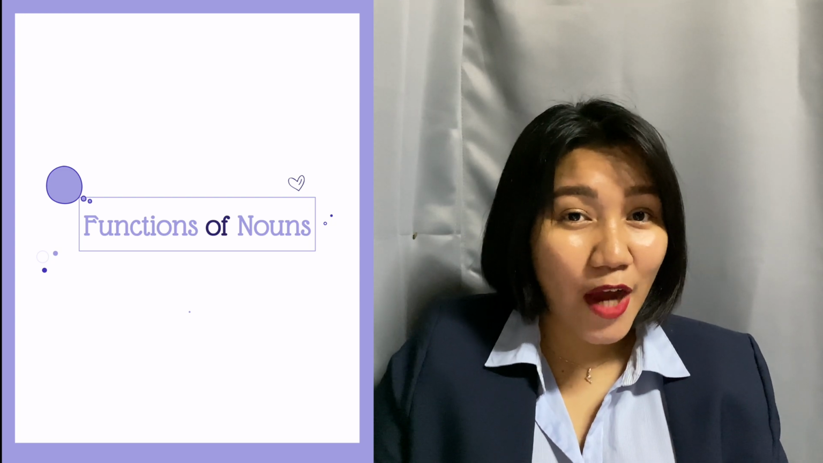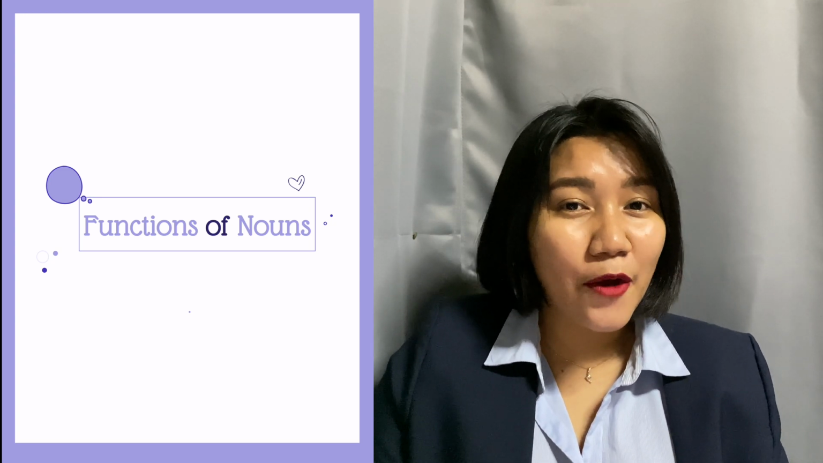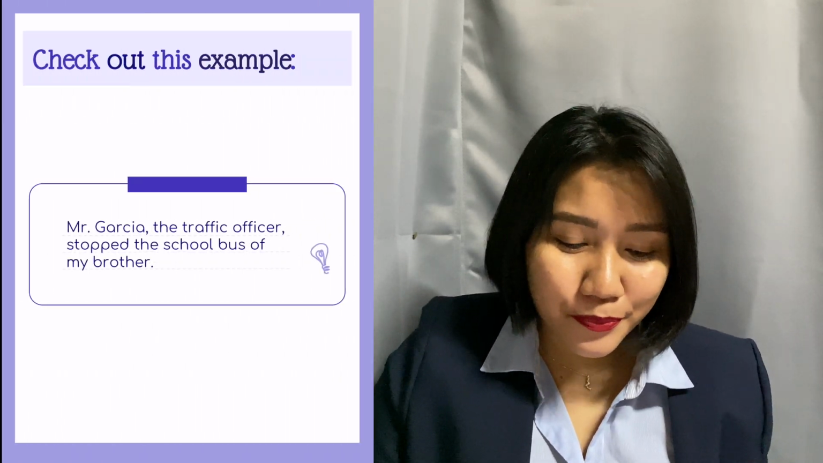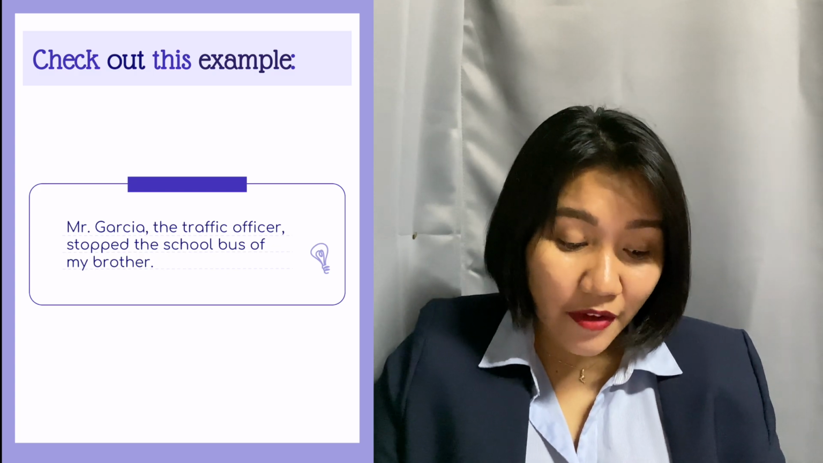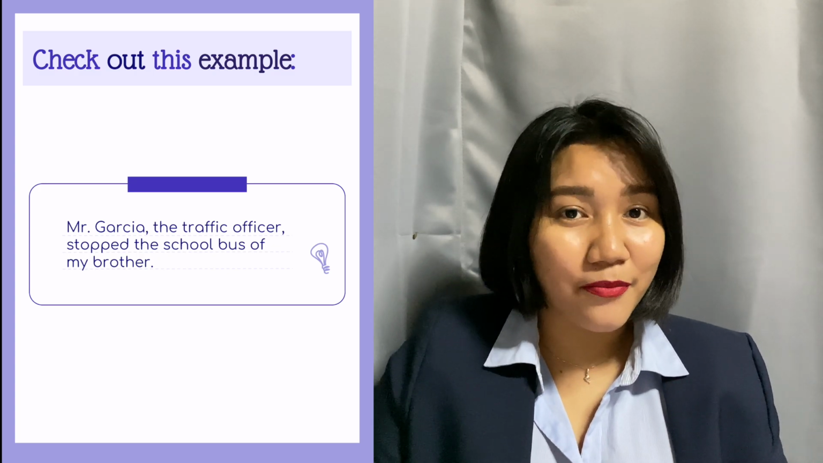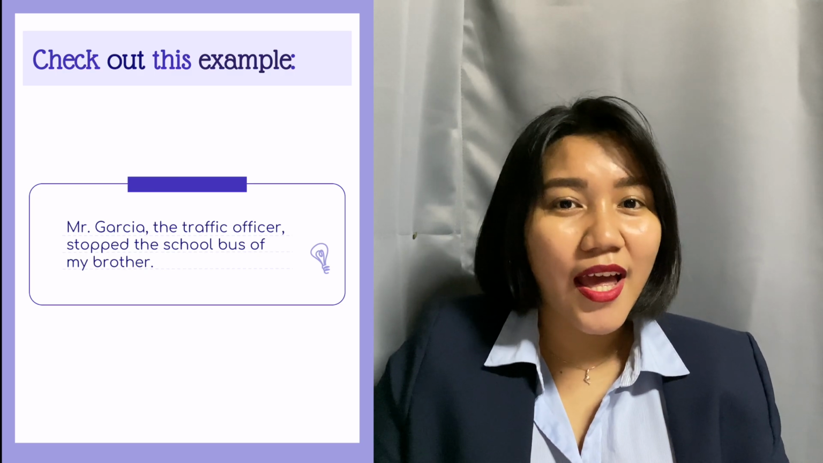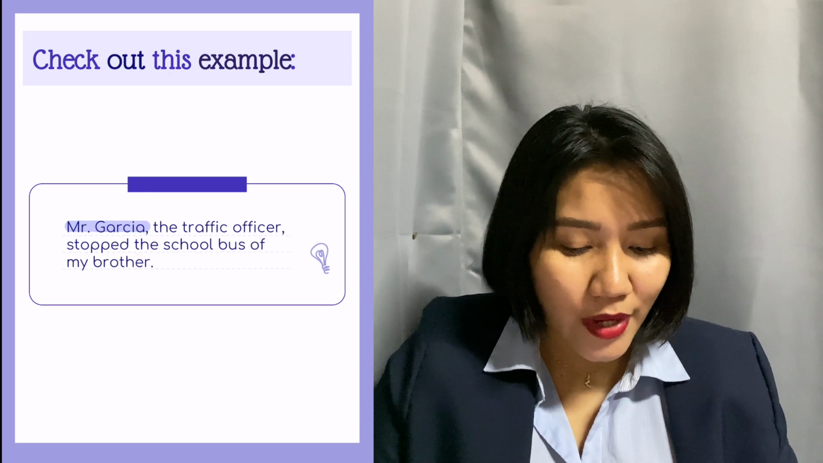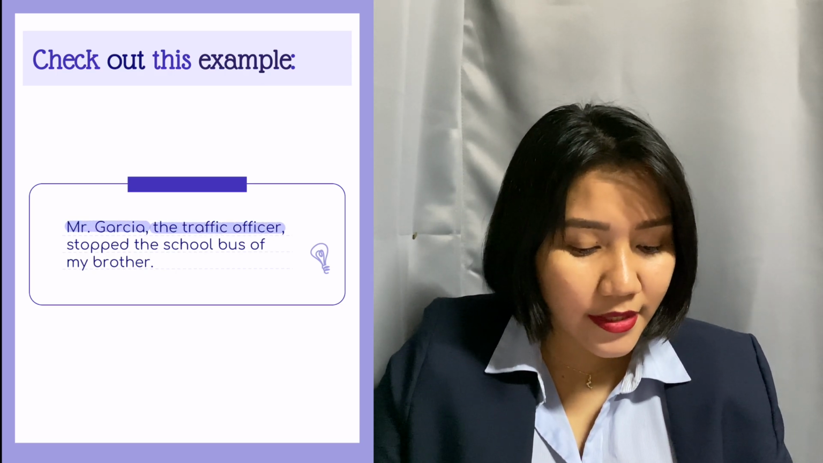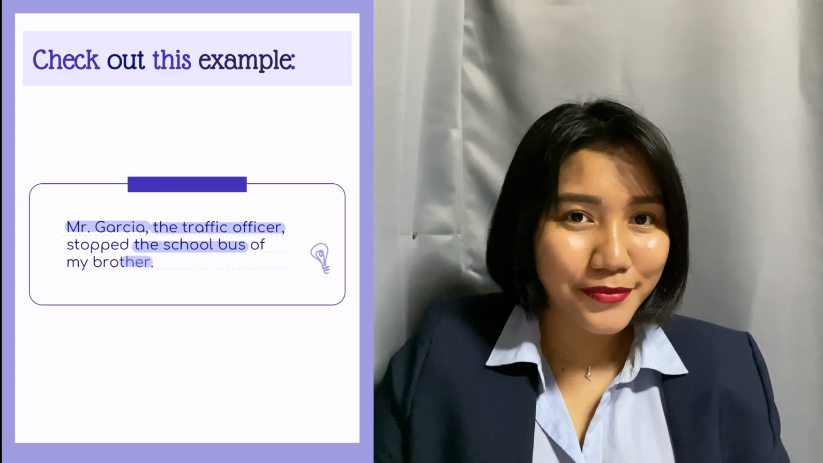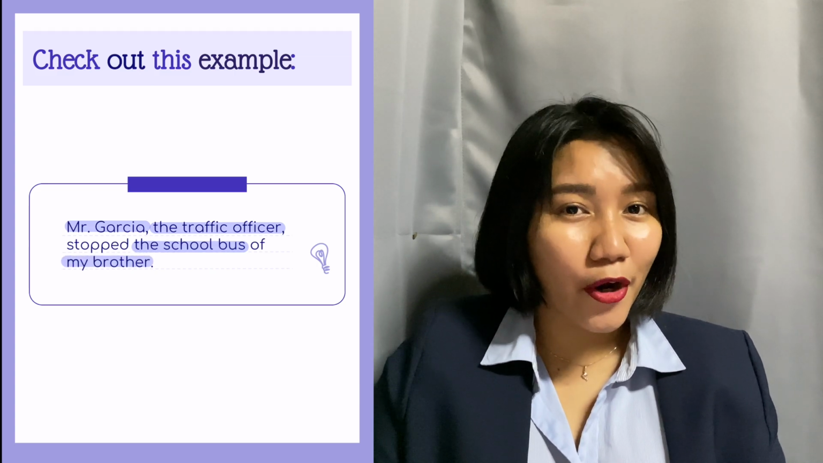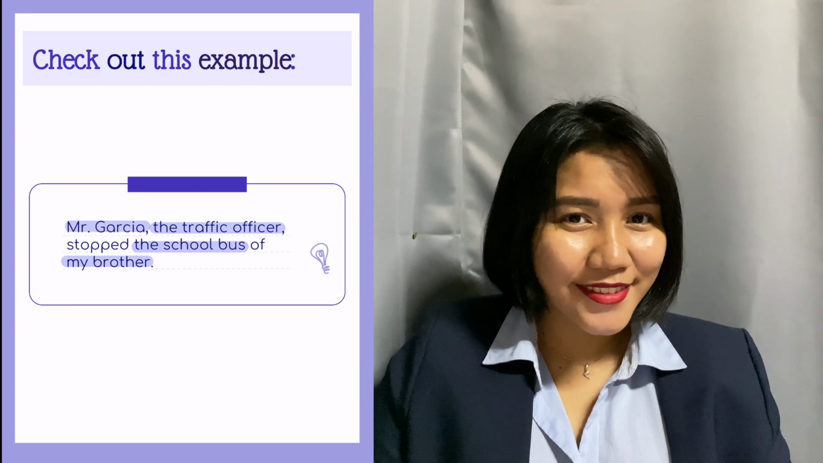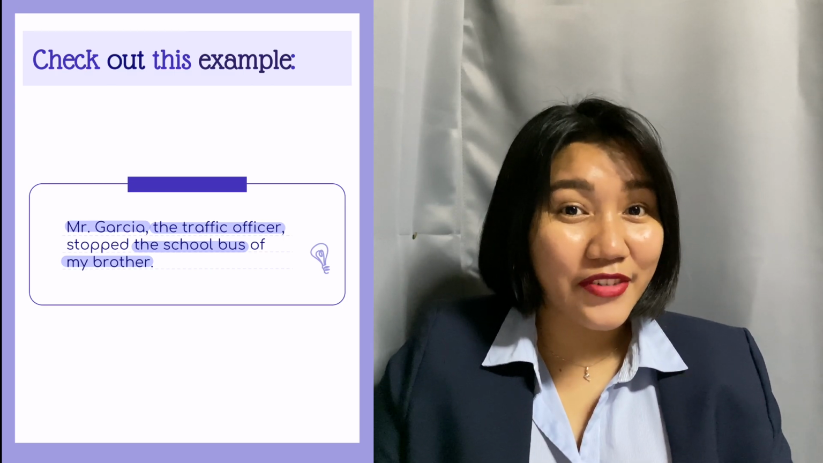Now, the reason why the noun has so many different functions is because a noun can be found in different parts of the sentence. Let's take a look at this example. Mr. Garcia, the traffic officer, stopped the school bus of my brother. In this sentence alone, we can find 4 nouns. Mr. Garcia, the traffic officer, the school bus, and my brother. Sometimes, nouns may be written with articles or modifiers. These groups are called noun phrases. Let's try and identify the function of each noun.